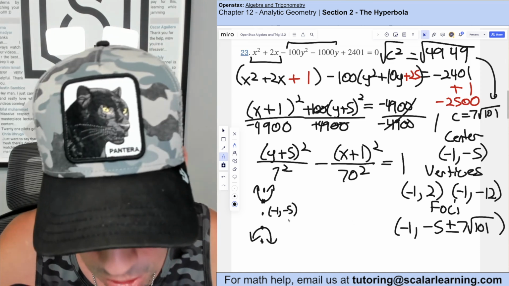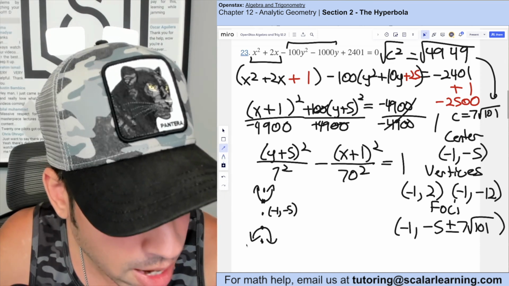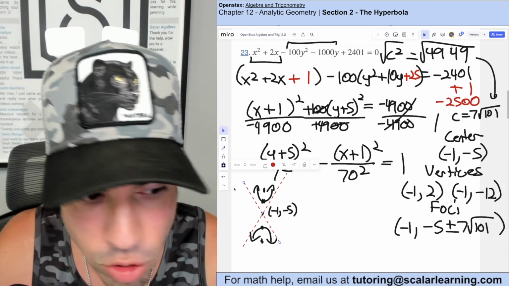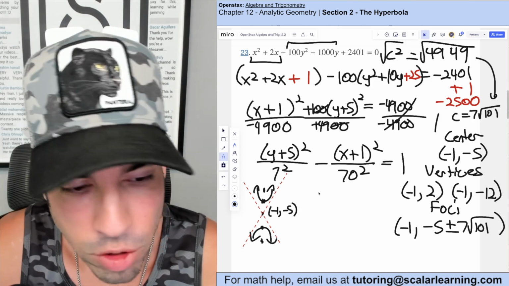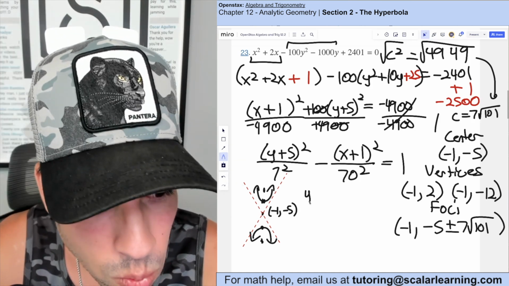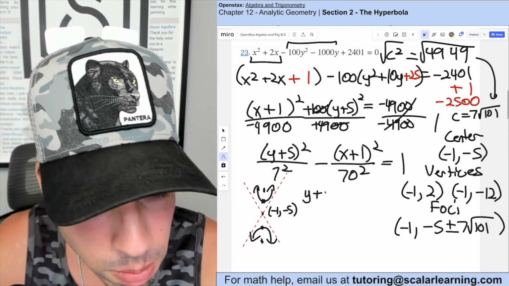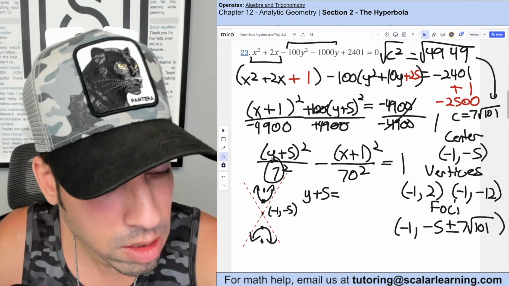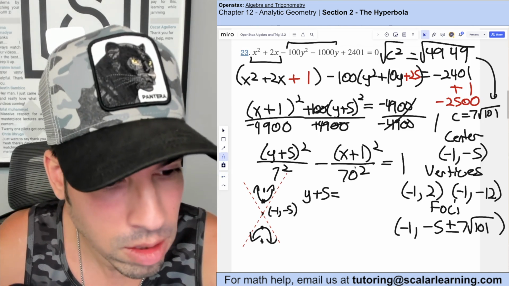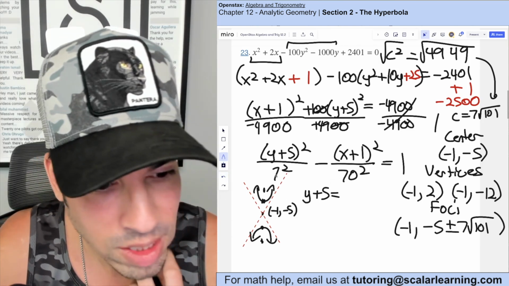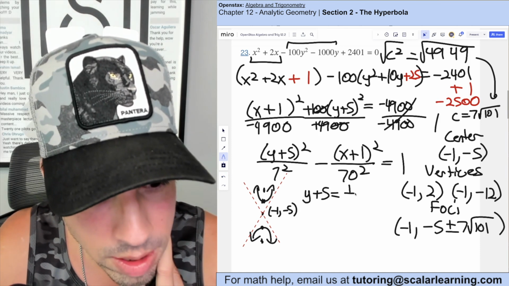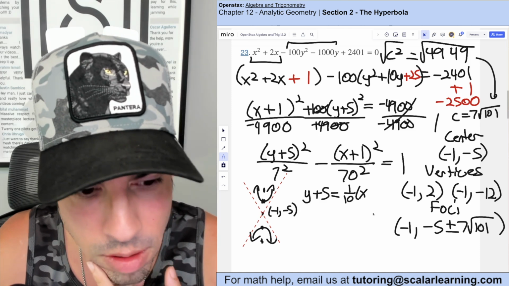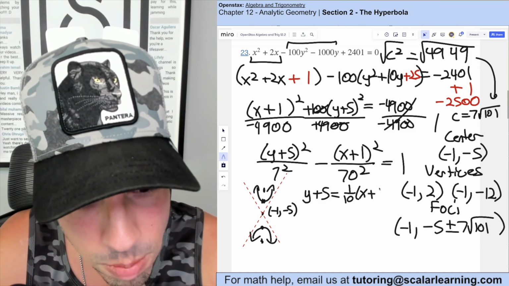Okay. Last but not least, we need to come up with the equations of the asymptotes, which look like this and like this. You know, again, this is not drawn to scale, just to give you a rough idea. And using point slope, I can start by saying y minus -5, which is +5, is equal to the slope. What is the slope? Well, this is under the y, that's the rise. This is under the x, that's the run. So 7 over 70, which is 1/10, and then times x minus the x value of the center, which is x minus -1 or x plus 1.